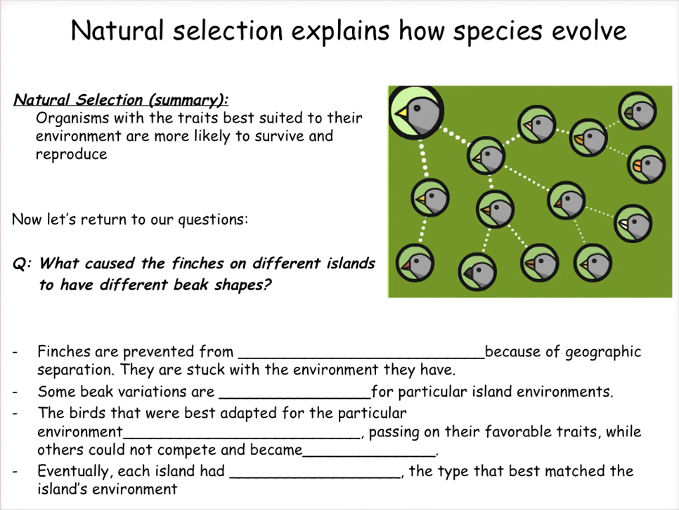Let's now take a look at how we can apply the 5 principles of natural selection to Darwin's observations in the Galapagos Islands. First, we have the question of why the finches found on each of the different islands had different beak shapes. The answer, according to Darwin, was this idea of natural selection.